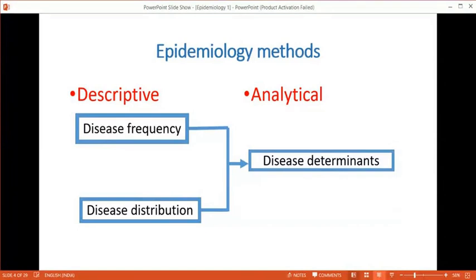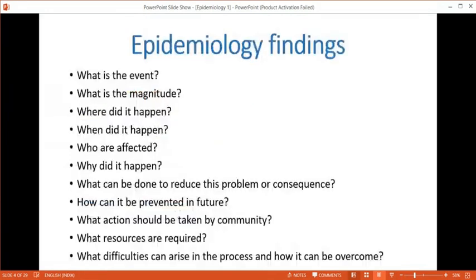So we said we have to see what is happening. The definition is frequency, distribution, and determinants. Frequency and distribution will come under the descriptive studies. We can just describe the population, see the group of people who are having it, describe them and find out what is happening. Whereas to find the determinants, or where a treatment or an intervention has to be done, there it becomes analytical. You have to try out something and find out if it is effective. That is the place for disease determinants.